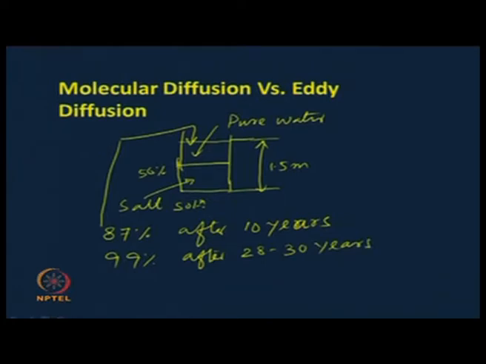So, we can see how slow this process is. But instead of keeping it under stagnant, undisturbed conditions, if we place one stirrer between the two layers and stir it at 20 rpm, revolutions per minute, then it will take hardly 1 to 2 minutes to reach complete uniformity. So, eddy diffusion is much faster compared to molecular diffusion.